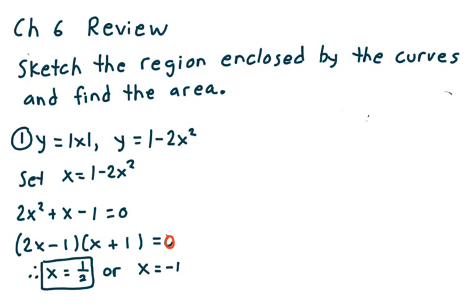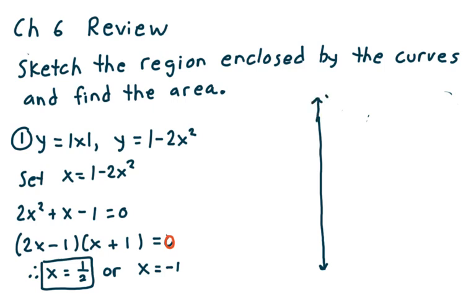This is a video from the Chapter 6 review. The directions say to sketch the region enclosed by the curves and find the area. So in problem number 1, we have y equals the absolute value of x and y equals 1 minus 2x squared. And so what I want to do is draw a picture of these two curves.